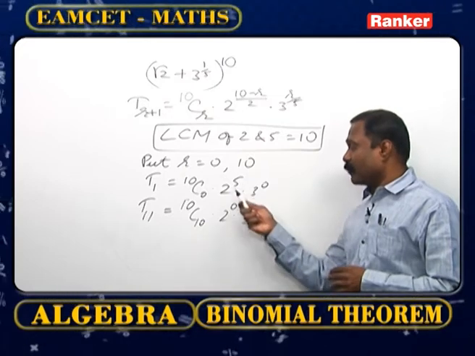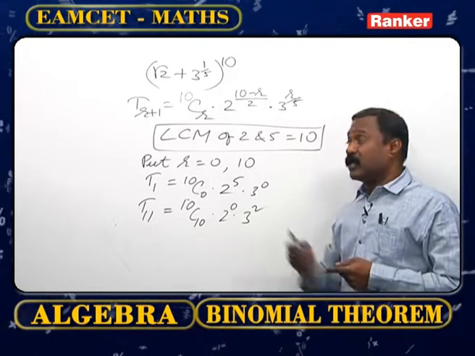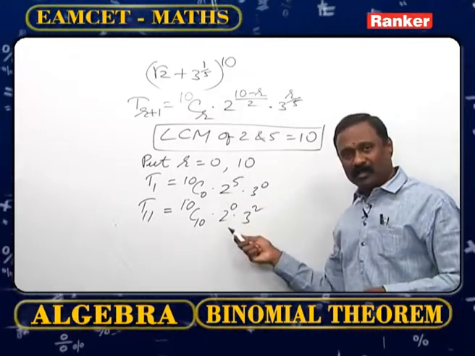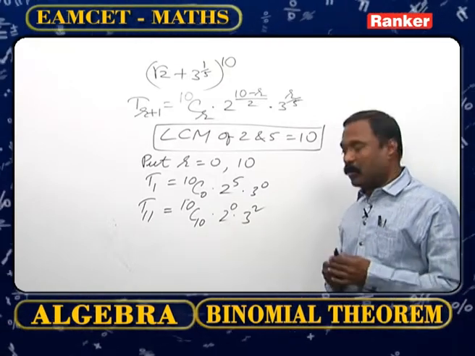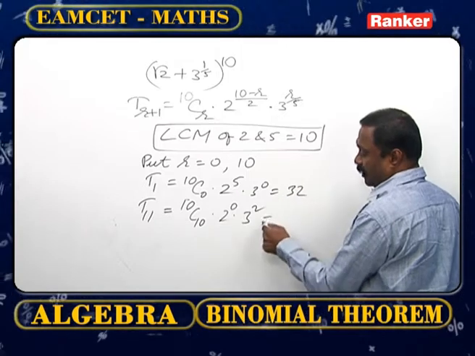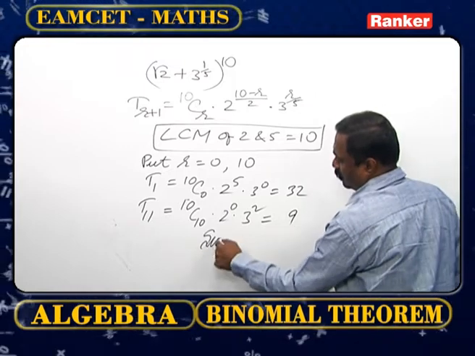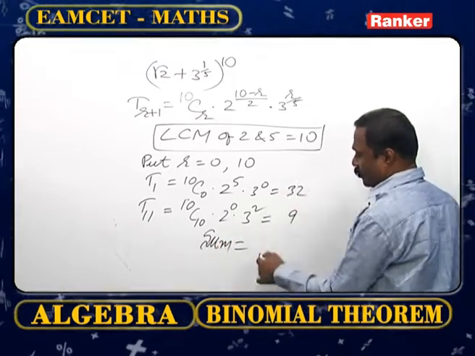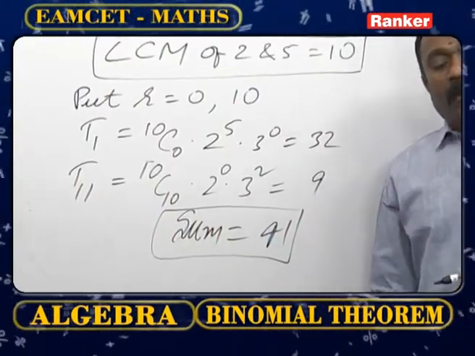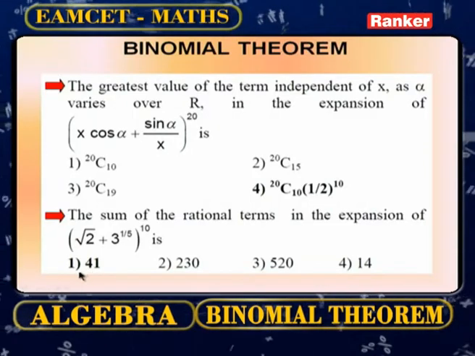That is, if you have 2 rational terms, there will be 9 irrational terms, because the total number of terms in the expansion will be 11. Among them 2 are rational, remaining will be irrational only. Now it is 2 power 5, it is 32, and it is 3 square 9, and the sum of this is equal to 41 should be the option there. So if you go through that option, it is 41.